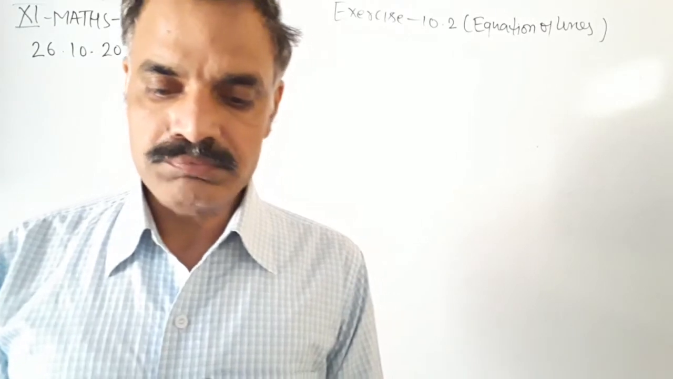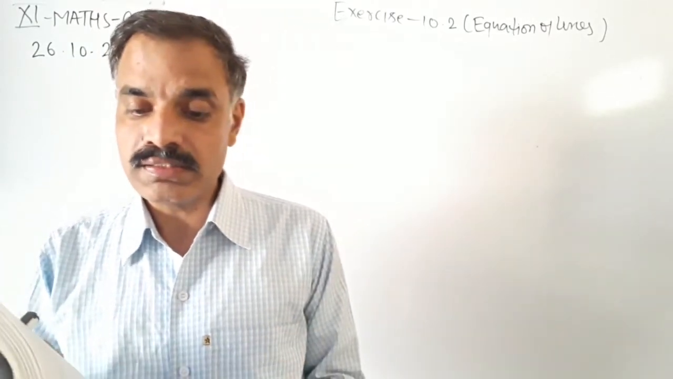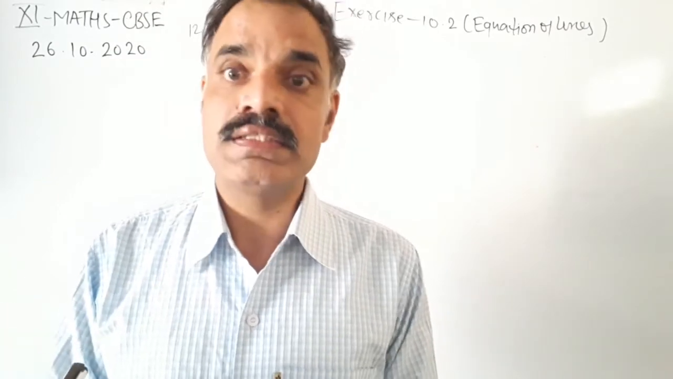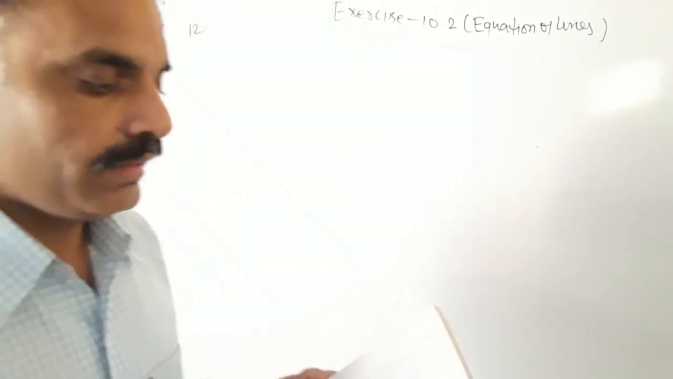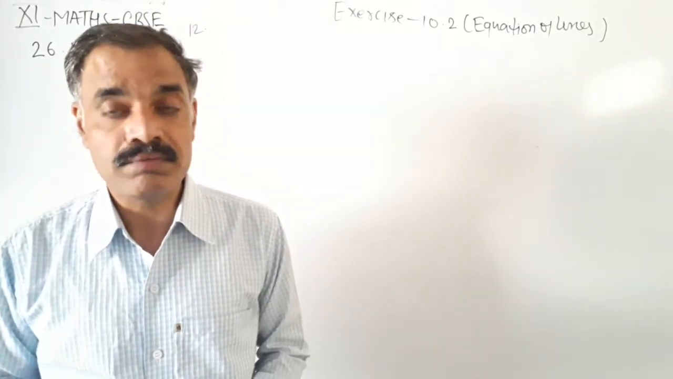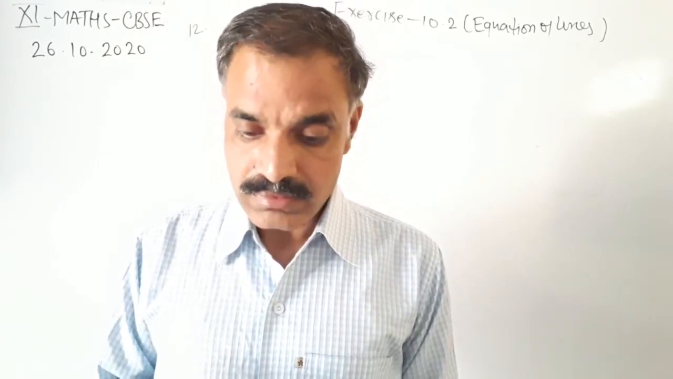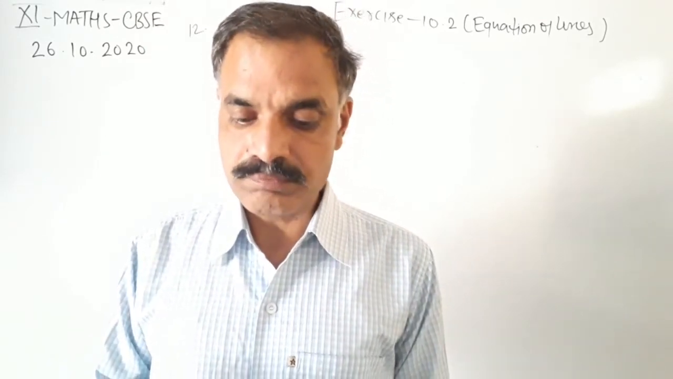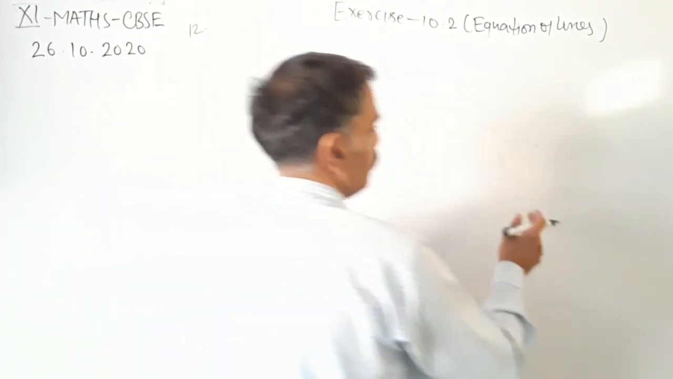Question number 12 is: find the equation of a line that cuts off equal intercepts on the coordinate axis and passing through the point 2, 3. We have to find the equation of the line which cuts equal intercepts on the axis and passing through the point 2, 3.